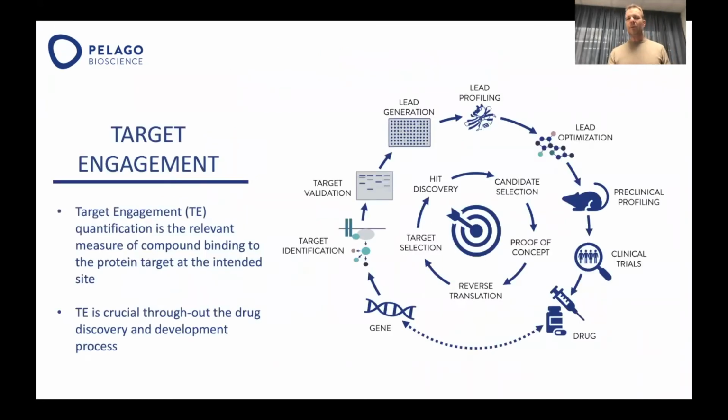And we almost obsess about target engagement. As you know, that's the quantification of the relevant compound binding to the protein targets and at the intended site of action of the drug. And in order to develop a new drug, target engagement quantifications are crucial, obviously from the early stages of target ID and validation, but all the way through the development of your leads and into the clinic. If you don't know how much of the effect you can attribute to target engagement, it's difficult to take the right decisions to develop new and better drugs.